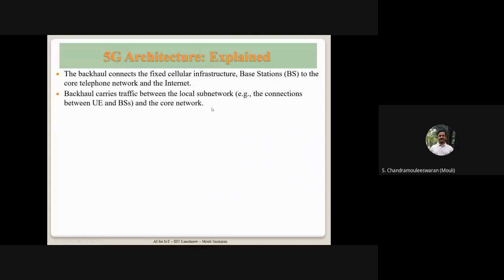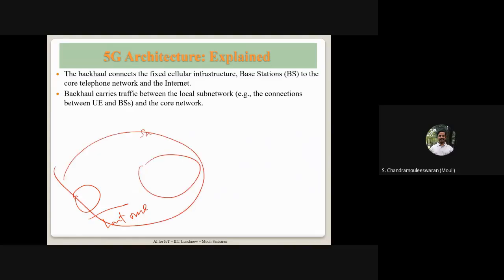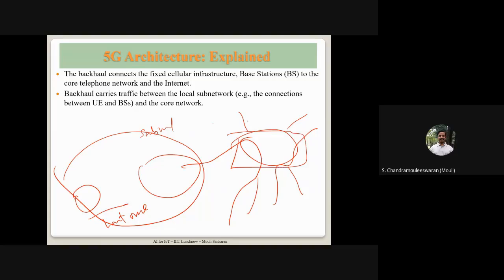Backhaul carries traffic between local subnetwork and the core network. Always the network is front end, front haul or whatever, the last mile. Then you have a local subnetwork, and then core network. Core network is connecting multiple subnetworks, so that anything coming here can go to any other network. That is what the core network is. Core network is a backbone. We call it a backbone in internet terms. Any traffic, if it has to reach something else, has to go to the backbone and then get routed here. That's how even internet traffic flows.